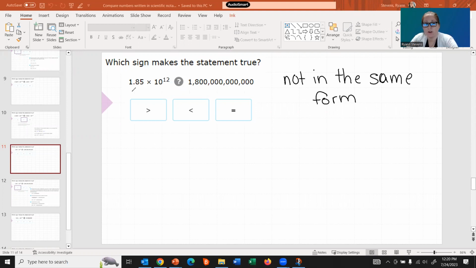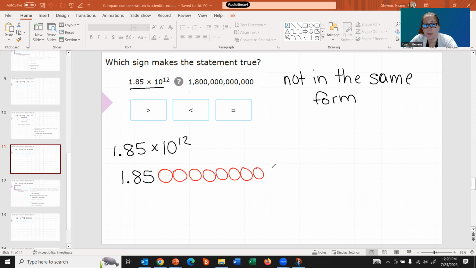So we're actually going to look at the first number, and we're going to convert this to standard form. Okay, so we have 1.85 times 10 to the 12th power. Since it's raised to the 12th power, that's going to tell us we're going to move that decimal 12 places. And so when we write this, I'm going to write 1.85, and I am going to add a bunch of zeros because I know this is going to be a very big number. Just going to add a whole bunch. I haven't really counted them, but if we don't need them, we don't have to use them.